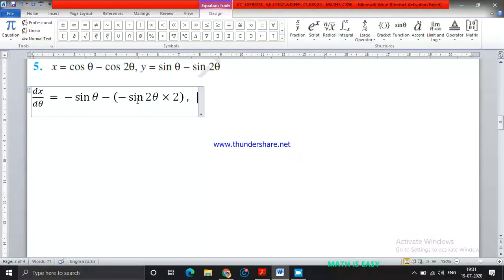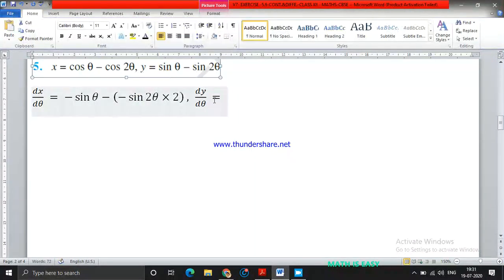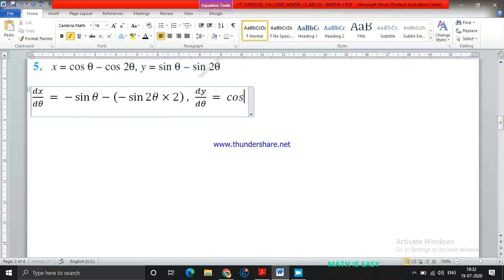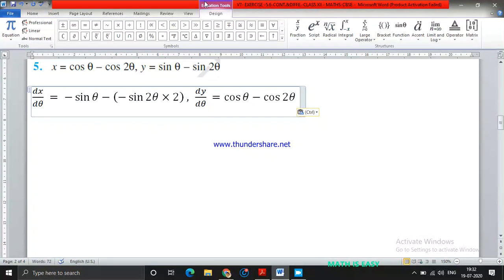Generally students will forget the chain rule sometimes. Now similarly, dy by d theta equals, the derivative of the first, sin theta, is going to be cos theta, minus the derivative of sin 2 theta, which will be cos 2 theta into the derivative of 2 theta, which is going to be 2.